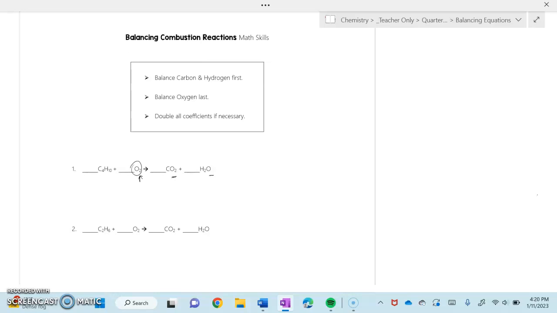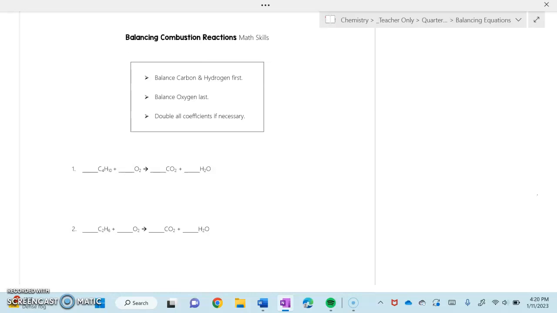As you can see here, if I add these up, 2 here and 1 here is 3. So if I wanted to balance this out and make it 3, I would need a 1.5. But all of our coefficients have to be whole numbers. So instead of having a half number, we'll do this third step, double all the coefficients if necessary. Let's do this first example, and hopefully it will start to make a little more sense, finding those that need to be doubled.